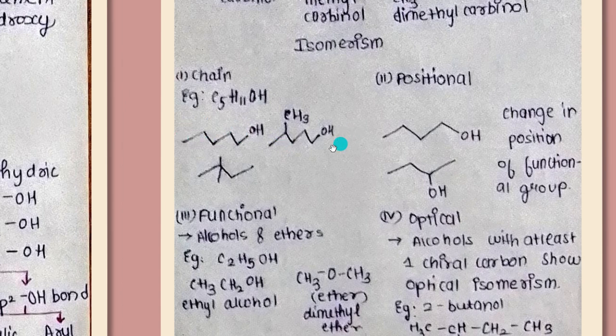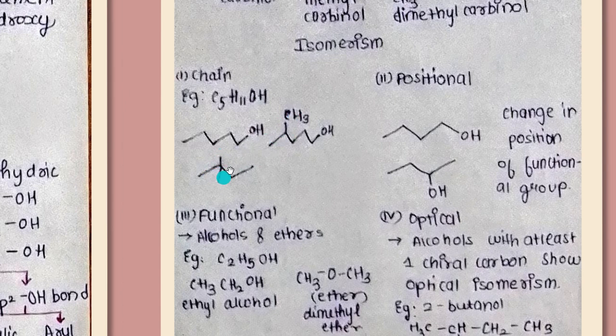So here, as we can see, the very important difference between chain isomerism and positional isomerism is that here you can see the position of OH is fixed. Here also we should have OH, right? The position of OH is fixed. Only the carbons are moving here and there, as you can see.